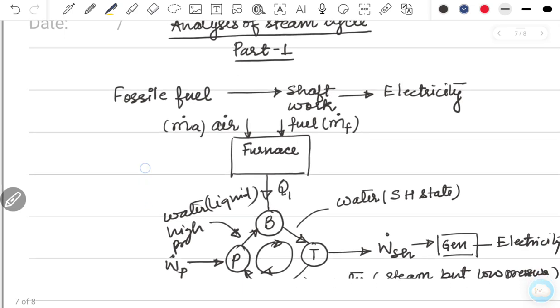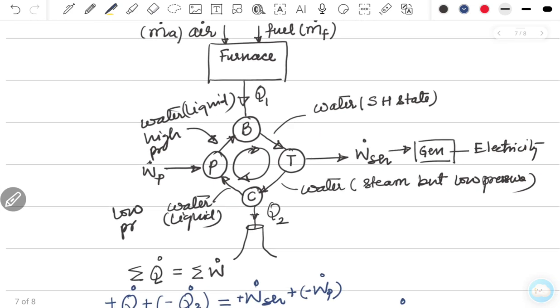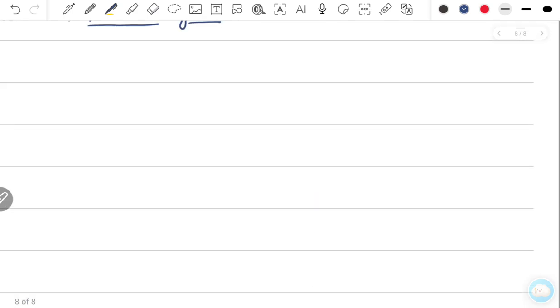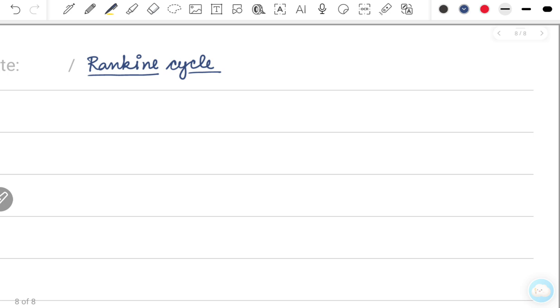So in the last lecture, you have learned how energy from the coal converts into electrical energy. What are the different components? So today what we'll do is we will learn about the cycle which runs at the heart of any steam turbine power plant. That cycle is what we call the Rankine cycle.